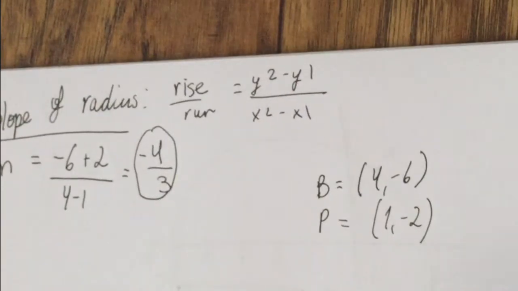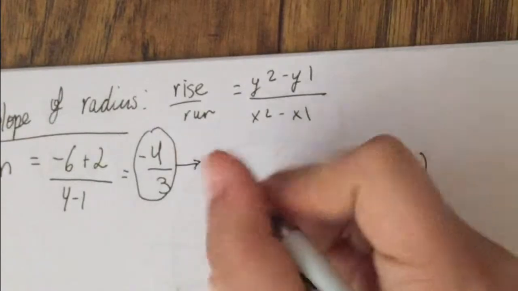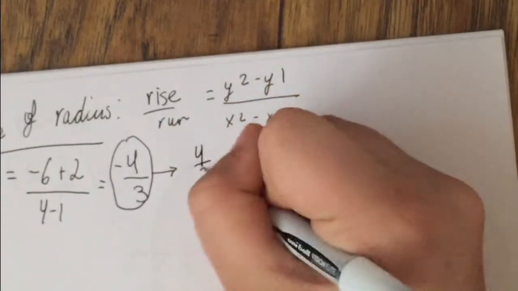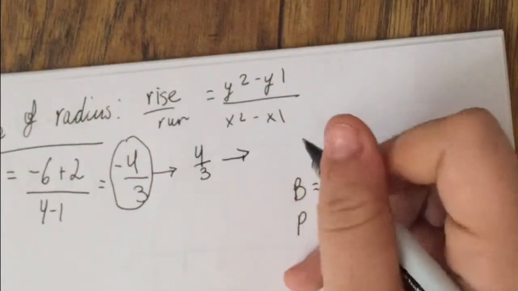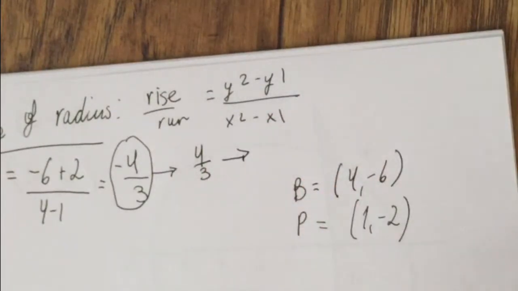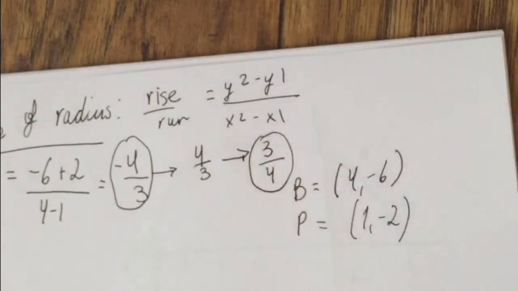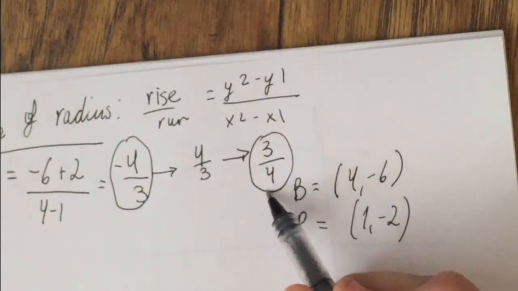And then in order to find your tangent slope, you're going to have to take the negative reciprocal. So this will no longer be negative, because you're taking the negative of a negative, which turns it into positive 4 over 3. And then you turn it into your reciprocal. So you flip it, and it'll be positive 3 over 4. And that's the slope of your tangent.